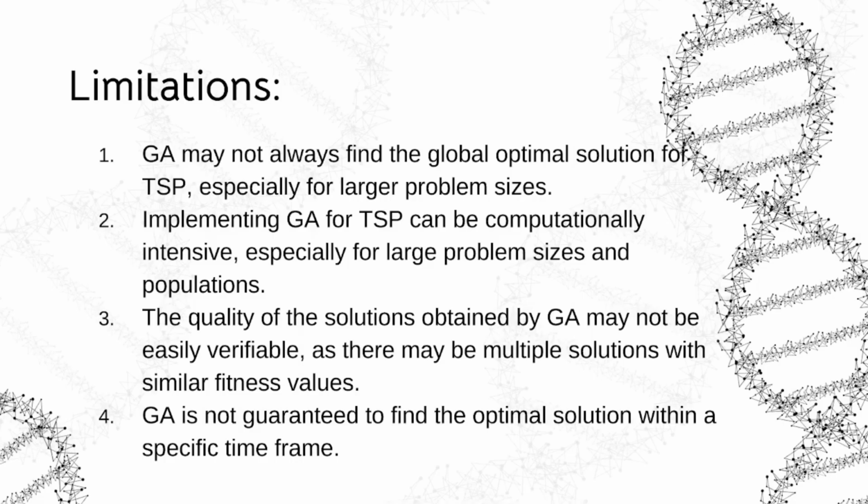Although genetic algorithms are an effective tool for solving the traveling salesman problem, they may not always find the global optimum solution, particularly for larger problem sizes. Additionally, implementing a genetic algorithm for TSP can be computationally intensive, especially for larger populations and problem sizes. Moreover, the quality of the solutions obtained by a genetic algorithm may not be easily verifiable, as there can be multiple solutions with similar fitness values. Finally, a genetic algorithm is not guaranteed to find the optimal solution within a specific time frame, which can be a drawback in real-world applications where time is a critical factor. These limitations should be kept in mind when using genetic algorithms for TSP and other optimization problems.